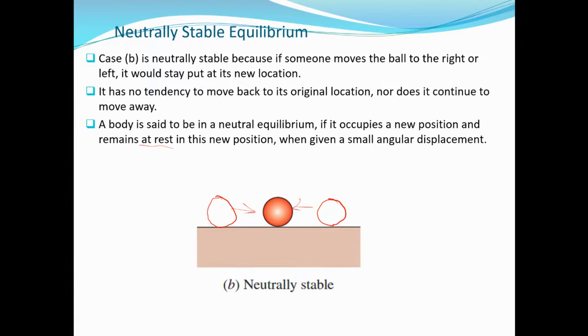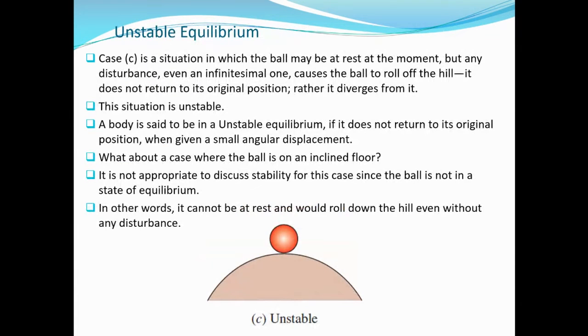Now the third one is the unstable equilibrium, which is case C. It's a situation in which the ball may be at rest at the moment. You can see here, the ball may settle, may be at rest, meaning in equilibrium at the moment. Any slight disturbance, even an infinitesimal one, however small it may be, if you give it slight angular displacement, it causes the ball to roll off the hill. It does not return to its original position. Rather, it diverges from it.